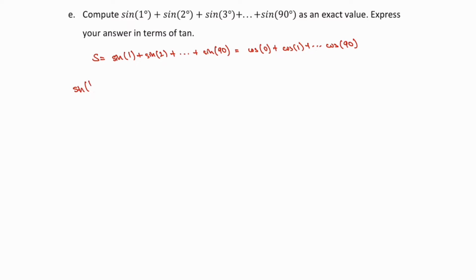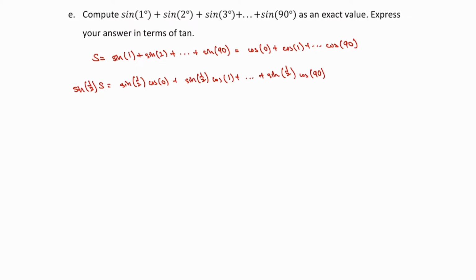So, sine of a half times S is equal to sine of a half times cos of 0 plus sine of a half times cos of 1 plus all the way up to sine of a half times cos of 90, which in fact is just 0.